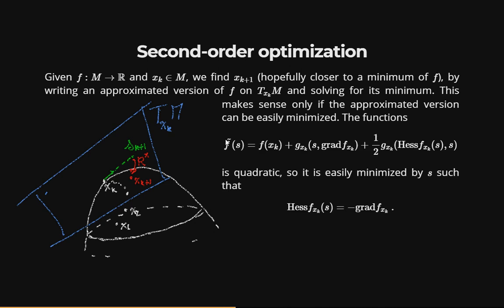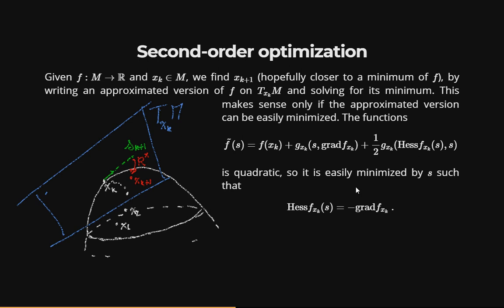Now, write f tilde. Now remember, s is the variable on the tangent. So s is the tangent vector. F tilde of s is f of xk, which is a constant, plus the scalar product between s and the gradient of f at xk. This is a fixed vector, plus 1/2 the scalar product between the Hessian of f at xk evaluated in s times s. This is a fixed matrix. So everything is fixed but s. This is a constant, this is a first degree term, and this is a second degree term in the components of s. So this is quadratic.